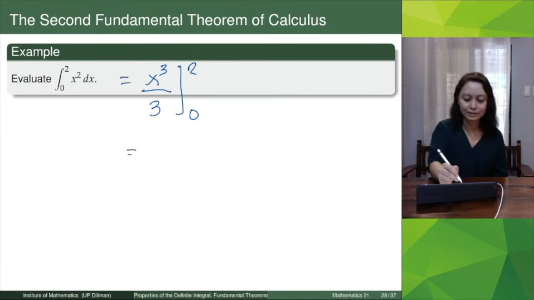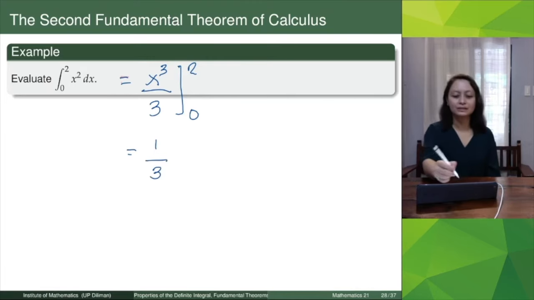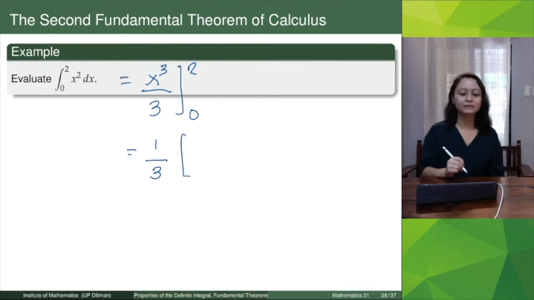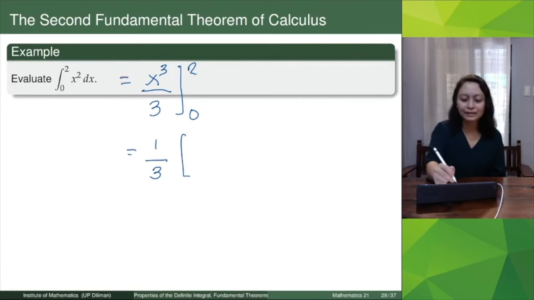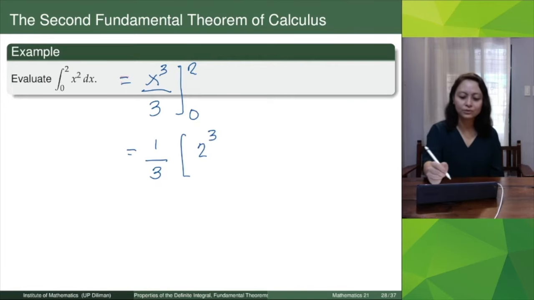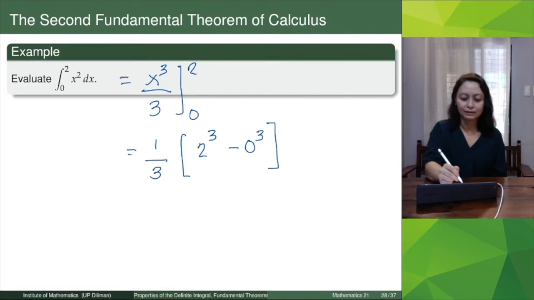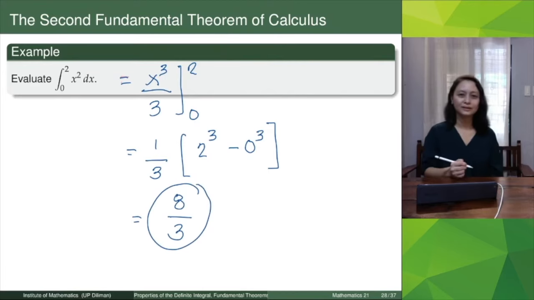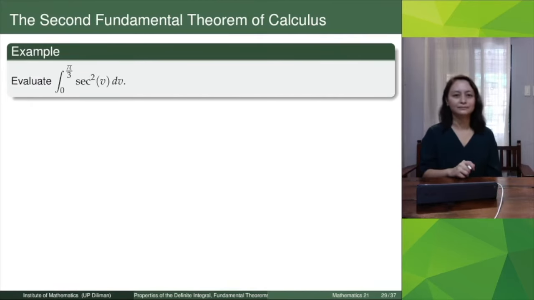Medyo matrabaho lang yung computations, pero madali lang to. You can factor out 1/3 and then you'll have 2 cubed. Replace x by 2 minus 0 cubed, or evaluate the antiderivative at 0. So 2 cubed is 8 minus 0, 8 pa rin. You have 8 over 3. Dapat alam nyo kumuha ng antiderivative ha.